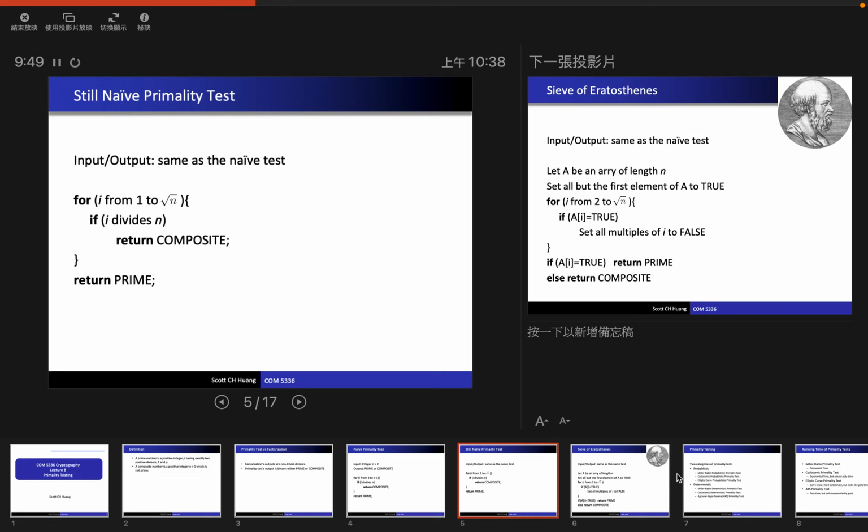It's much better. However, this is still exponential time, right? For the still naive primality test, the running time becomes this, which is still exponential. This is equal to something like this, and it is still exponential with respect to log n, okay?